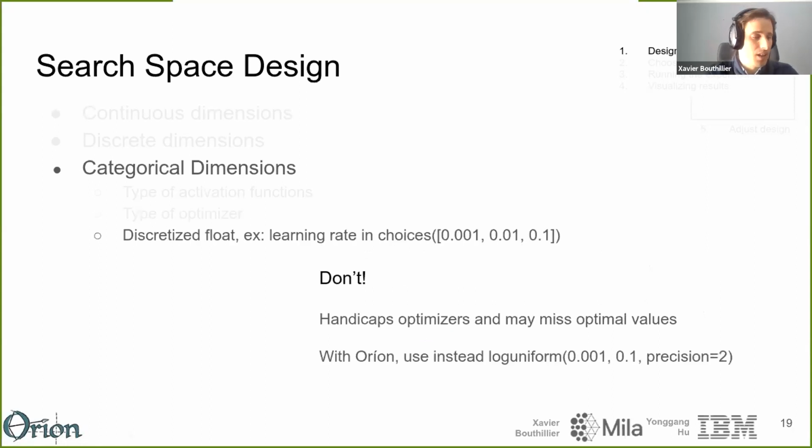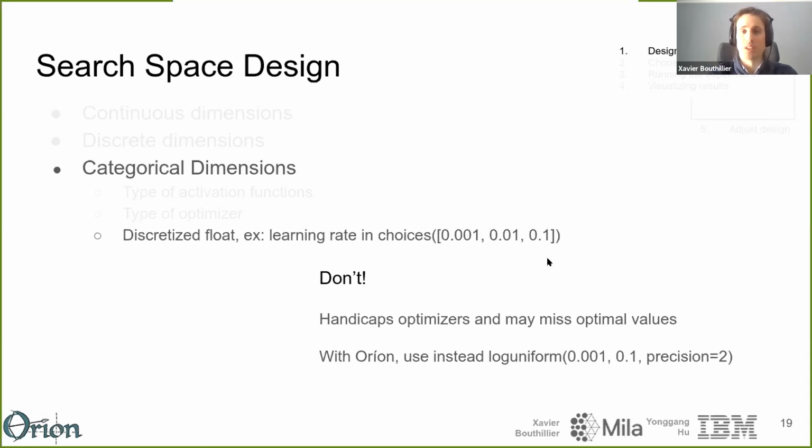And finally, one type of categorical dimension that I've often seen with the students is a discretized float, I would call it, or categorical discrete numbers, let's say. So in this example, I give the learning rate, which is continuous, that is turned into categories. So the student, for some reason, wanted to try specifically these values for the learning rate.